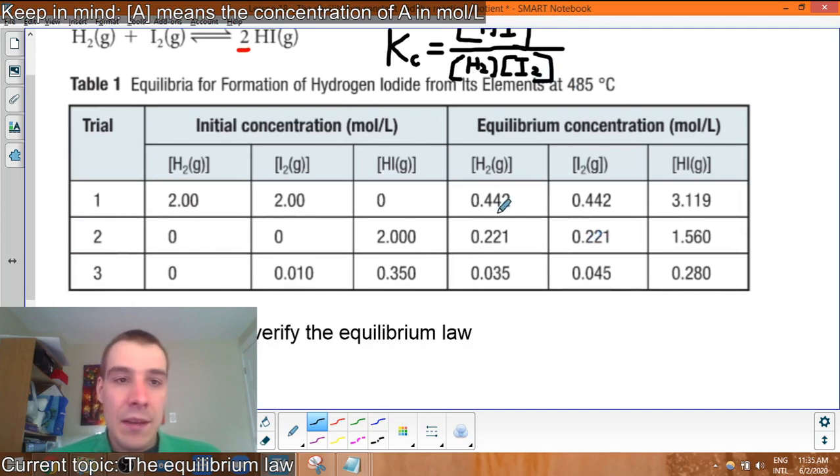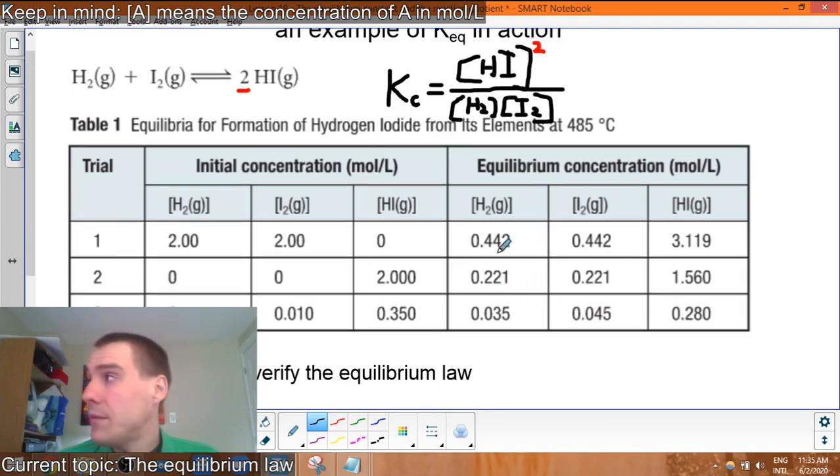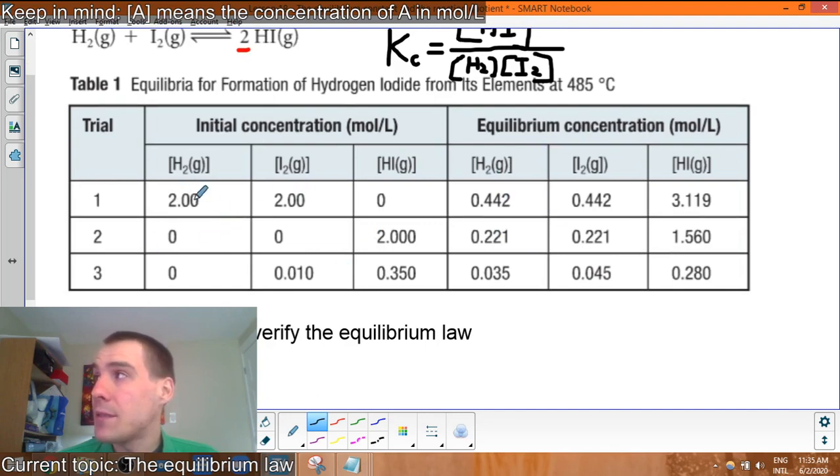So what we have here then is the equilibrium concentrations of each of these after various reactions have happened. Like this one, they started with just H2 and I2, and then they got some HI after. This one, they started with all HI, and they got some of this stuff. This one, they started with a little bit of this and a little bit of that, and then you ended up with this kind of stuff.